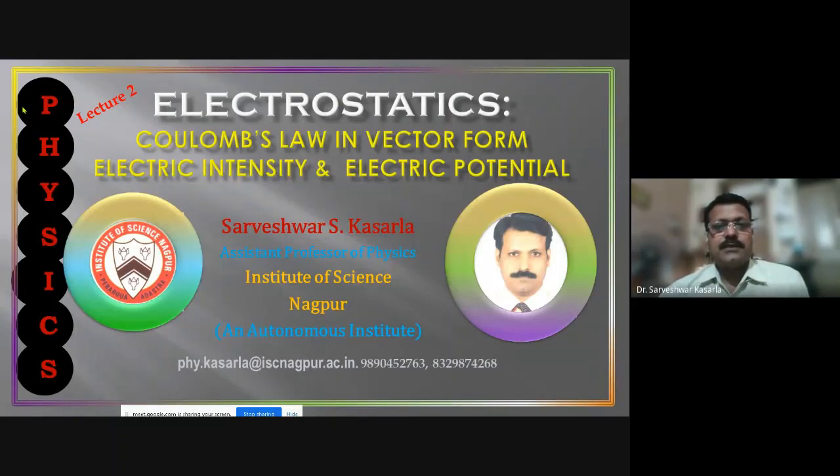Second lecture of electrostatics, in which we'll study Coulomb's law in vector form, electric intensity and electric potential. We have seen Coulomb's law in vector form in detail in lecture 1. Today we'll continue with Coulomb's law in vector form and will define electric intensity and electric potential. So let us start our presentation.